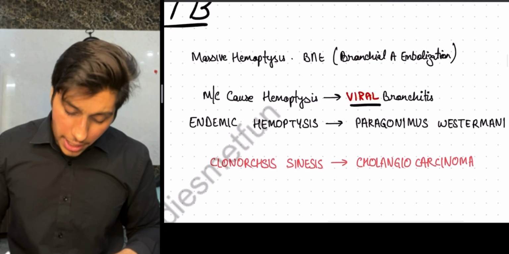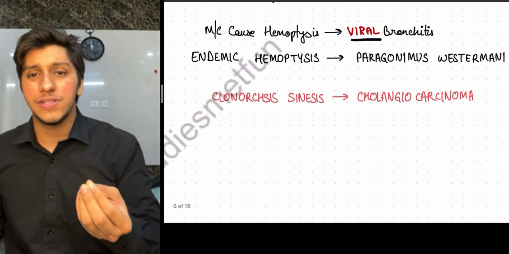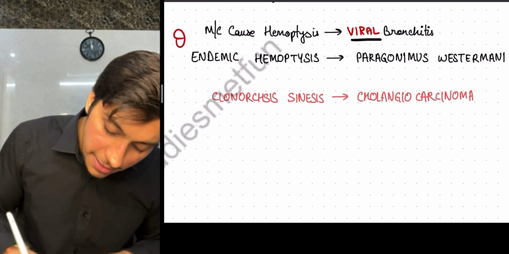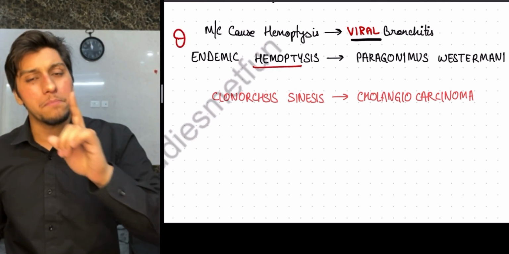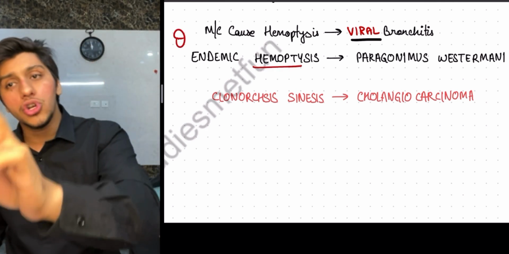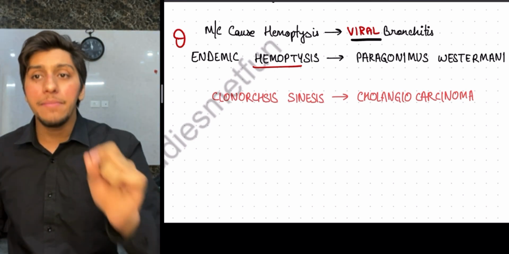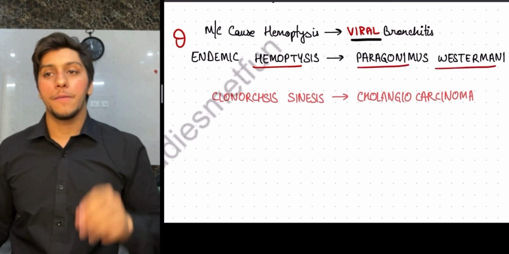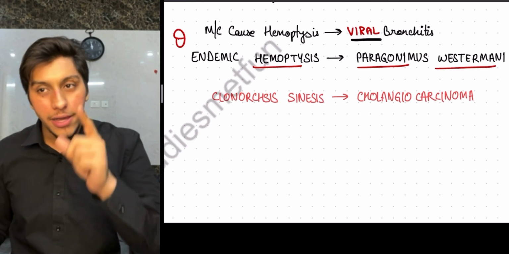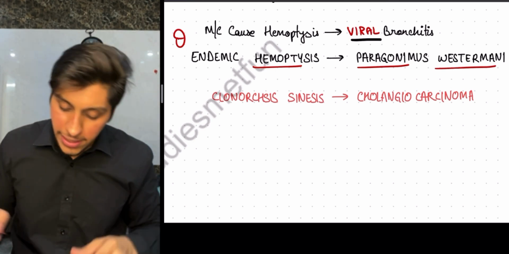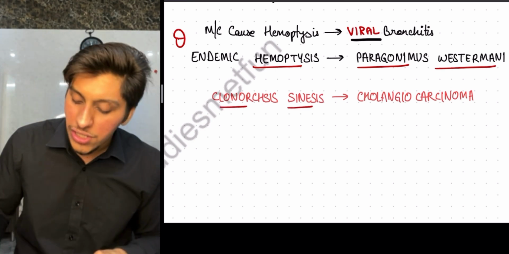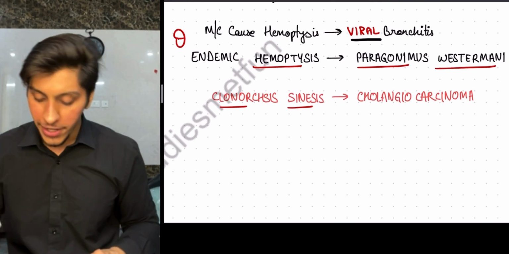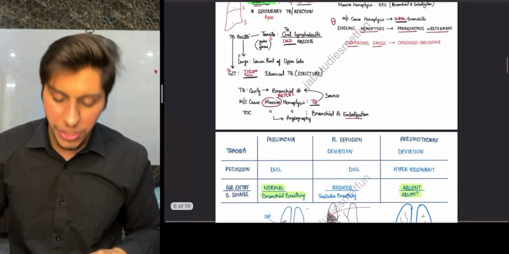Okay. Another condition can be with respect to hemoptysis. We're just covering microbiology as well over here, guys. Endemic hemoptysis. First we talked about massive, that is TB. Overall most common, that is viral. And endemic hemoptysis is caused by Paragonimus westermani. Another microorganism which is causing a cancer is Clonorchis sinensis, which is causing cholangiocarcinoma. We'll talk more about this in surgery. All right. So this is something which you need to know about TB.